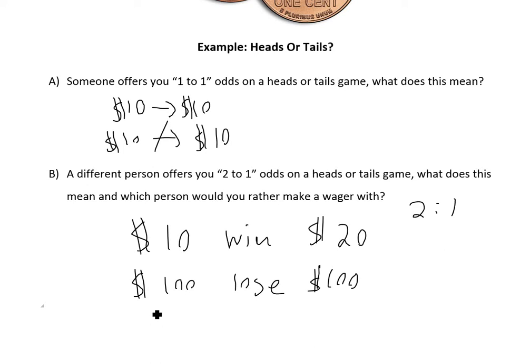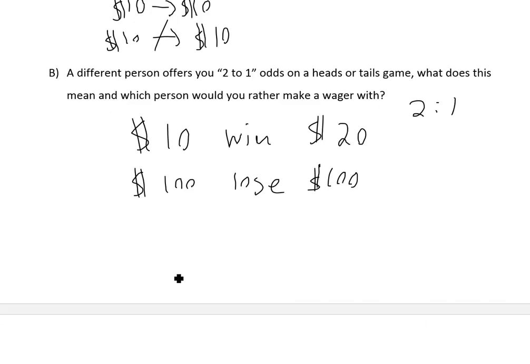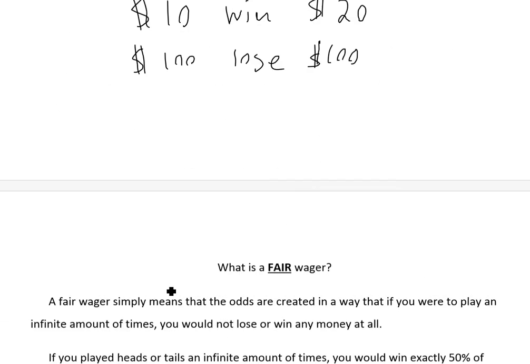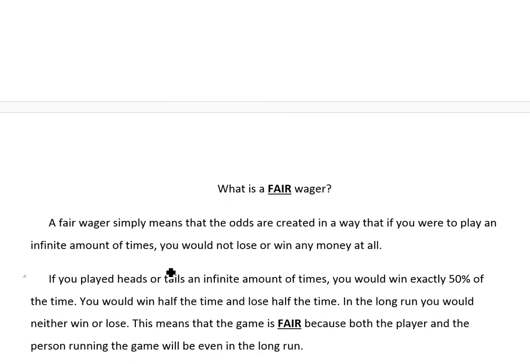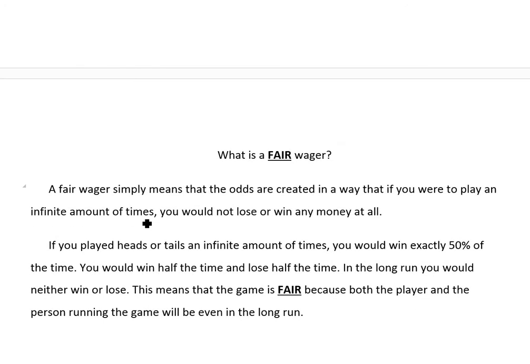So if you want to play heads or tails with someone, you want the better odds. You're going to take the 2-to-1. But of course, that's unlikely, because no one's going to give you that kind of odds for a heads or tails game. And that goes into the next segment, which is what is a fair wager. This is very important. A fair wager is simply that people create odds in a way that if you play an infinite amount of times, you're not going to win or lose any money at all.